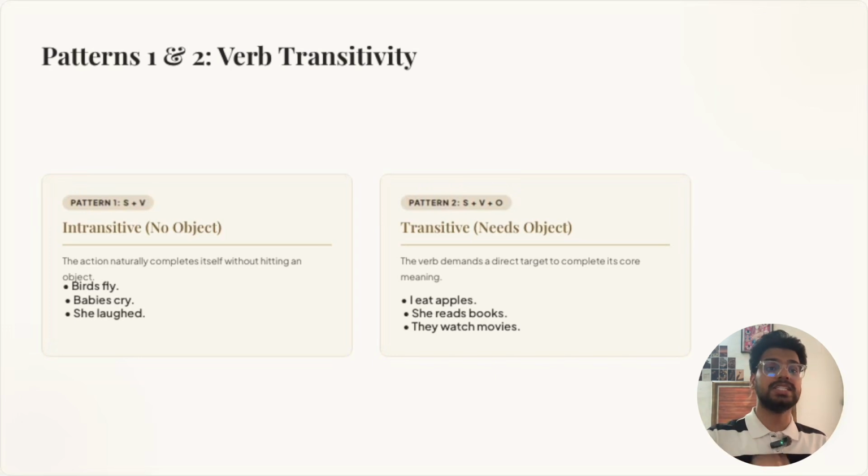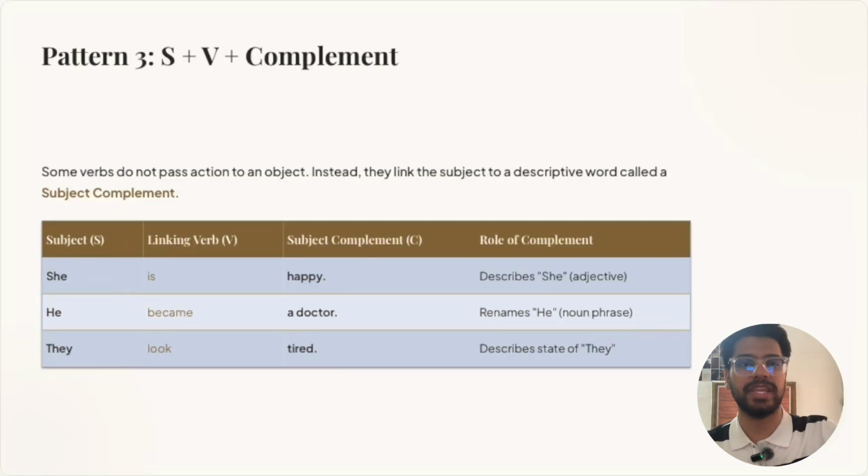These verbs need an object. These are called transitive verbs. So we are done understanding pattern 1 and 2. Moving on to pattern 3, subject plus verb plus complement.